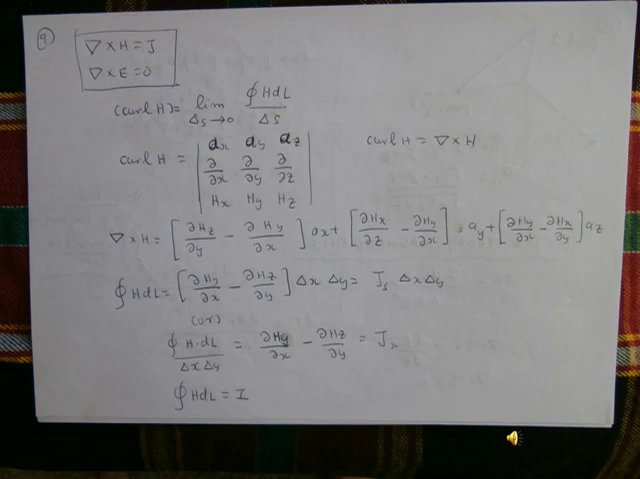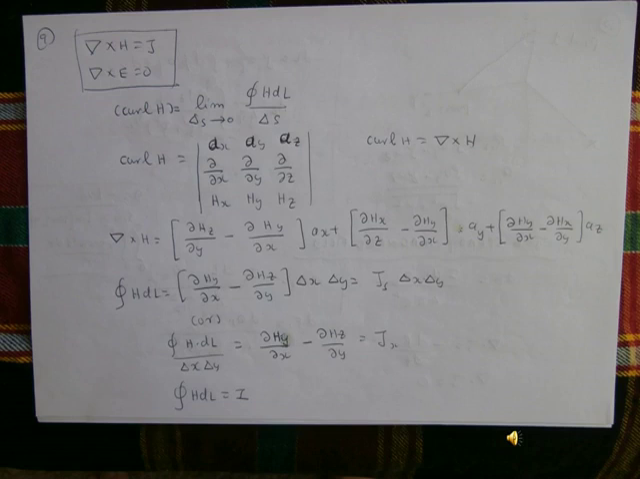So in this case, what we get is: in the brackets, dHz by dy minus dHy by dz, times ax, plus in the bracket dHx by dz minus dHz by dx, times ay, plus in the bracket dHy by dx minus dHx by dy, times az. So this is the curl of H.